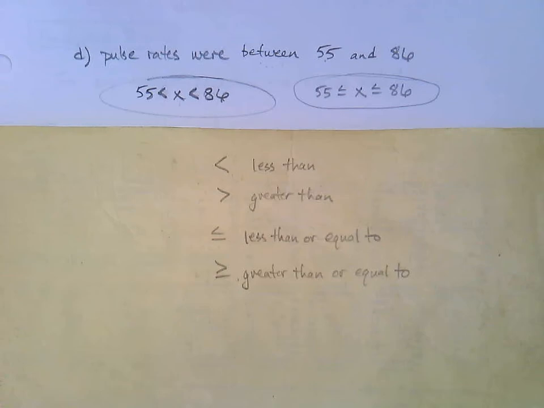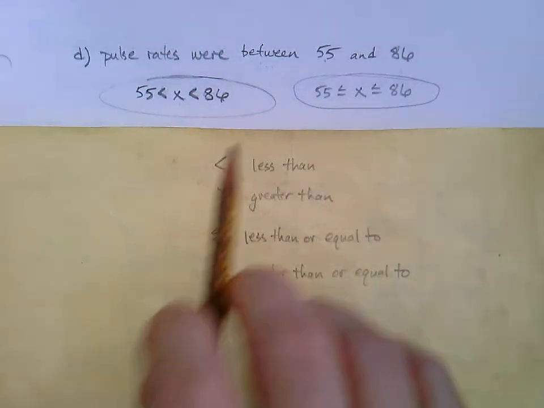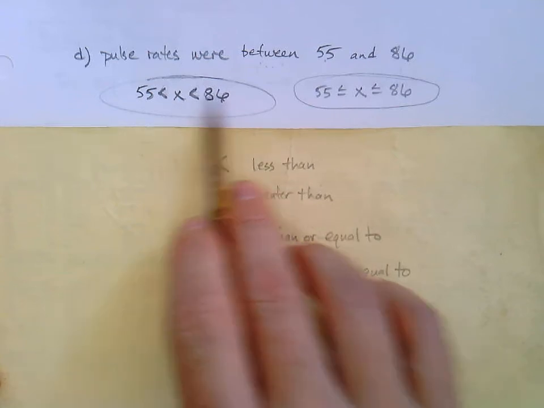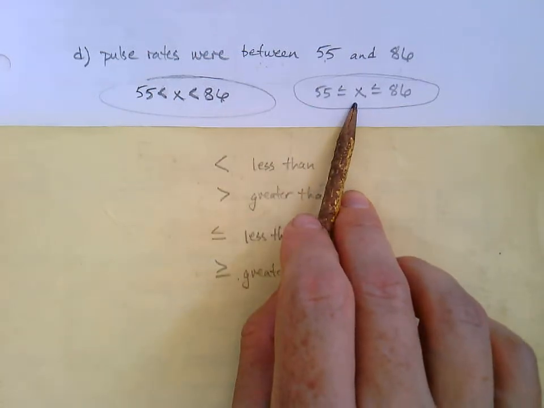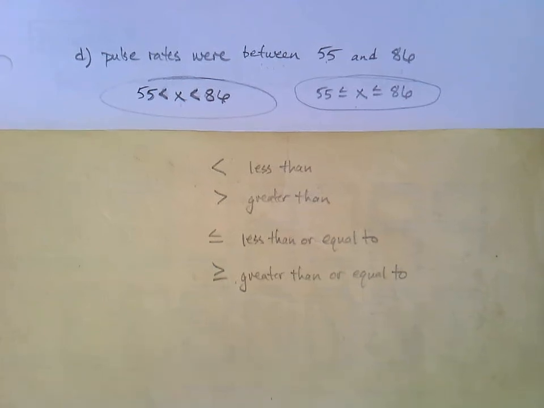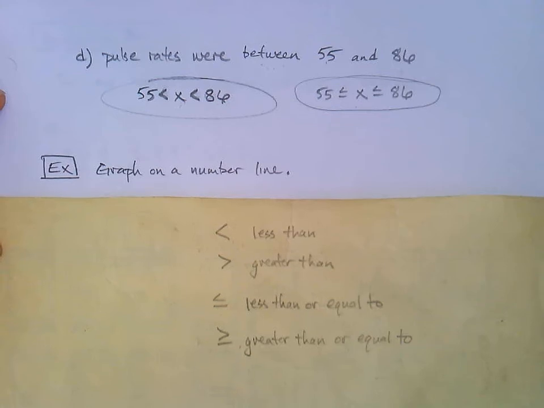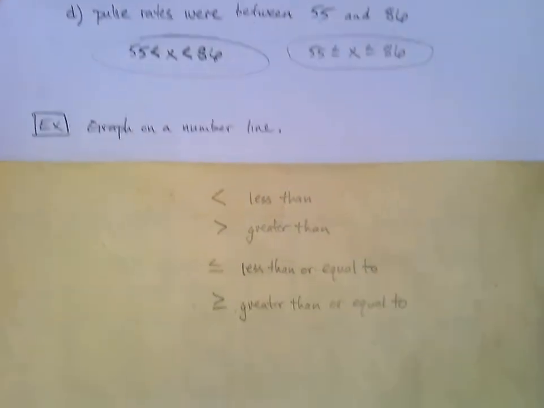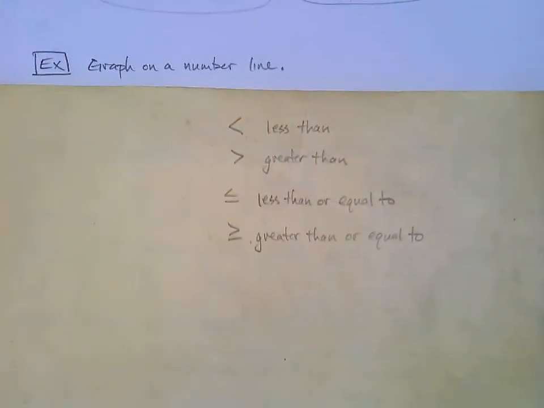Kind of the point I'm trying to make is, if you lean towards this, or if you're a person that leans towards this, that's not going to be an issue for the problems that we're going to see later. Okay. All right, finally, we get to the graphing on a number line.